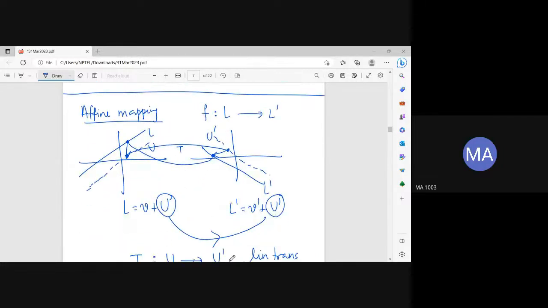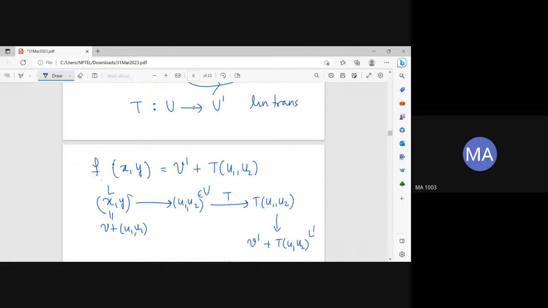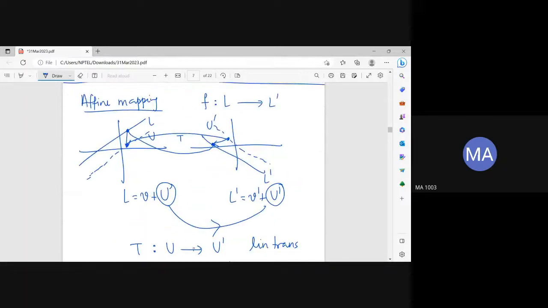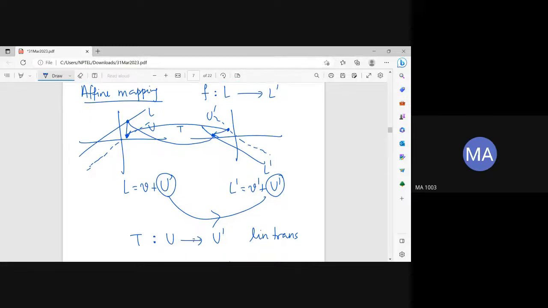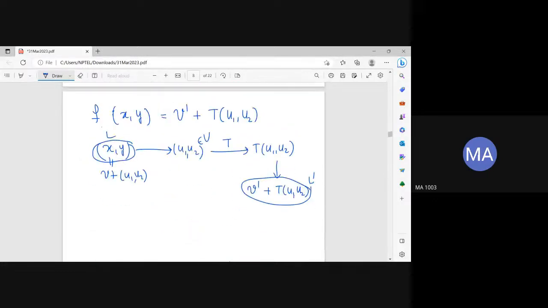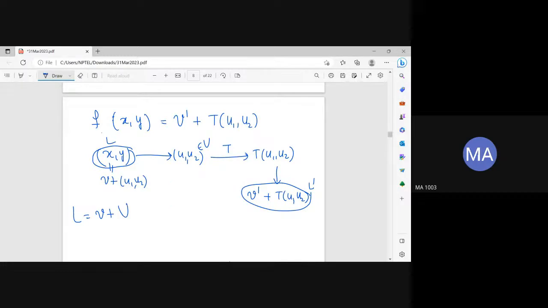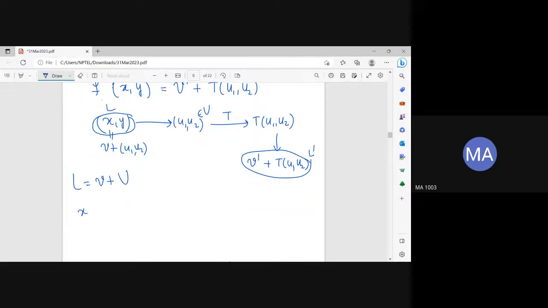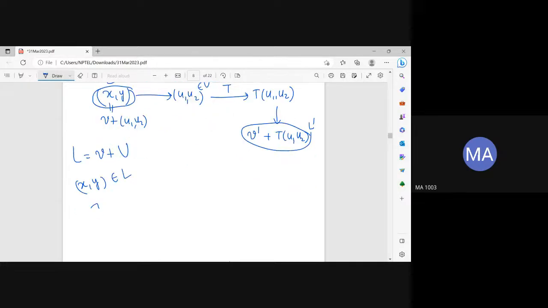See, did you understand this figure? Yes. That's exactly what I've written here. You have a point in L. You want to find out what is its image in L prime under the mapping F. So what will you do? You will first go to U, right? How will you go to U? You know L is V plus U, right? Yes. And I know x comma y belongs to L, which means there is a point in U such that x comma y is equal to V plus U1, U2. Agreed?